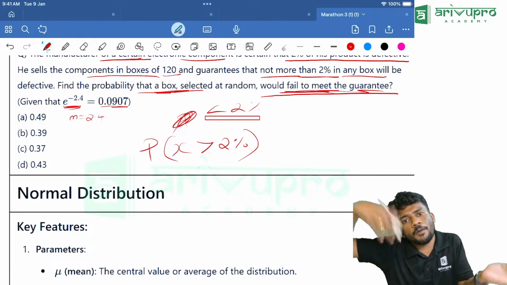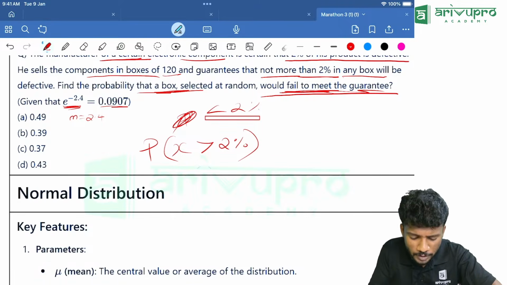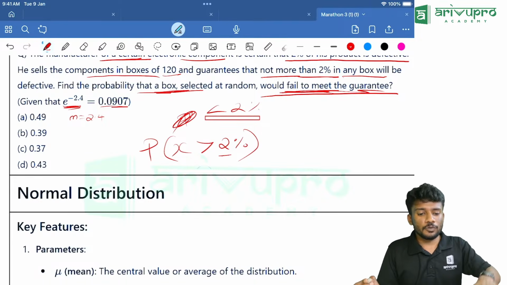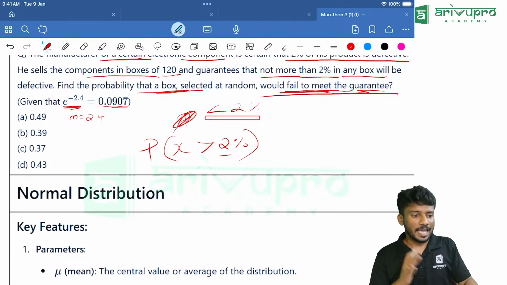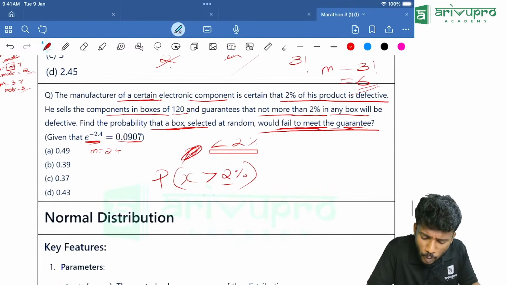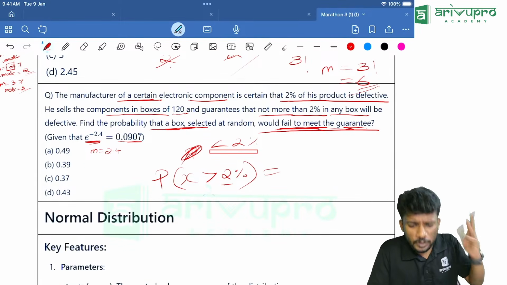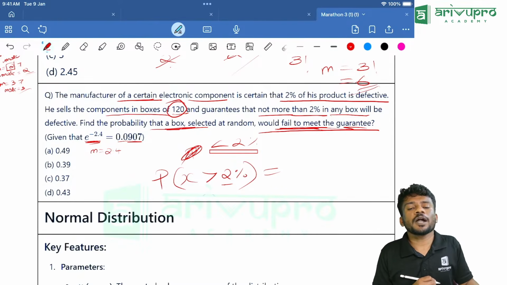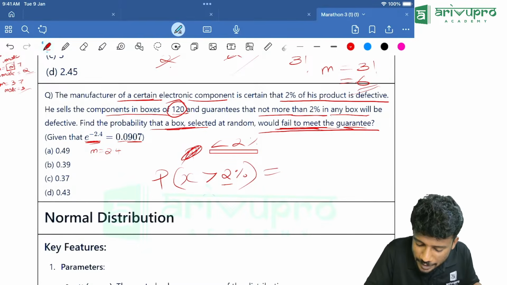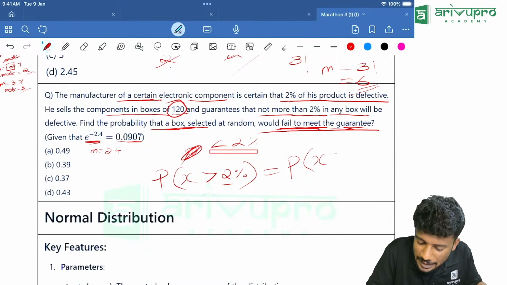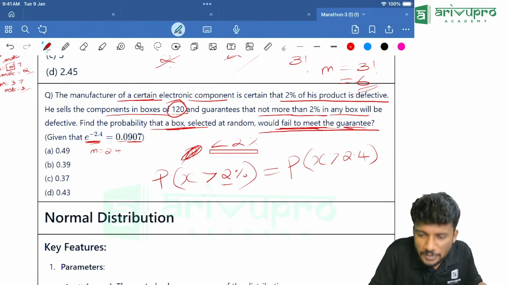So I can take the opposite, right? Completely opposite. What is P of x? That is P of x greater than 2%. I wrote it that way. Am I correct? So I am correct. Now this 2% is what? 2% of what? 2% inside one box. So 2% of 120 is what? 2.4. P of x greater than 2.4 is the question.